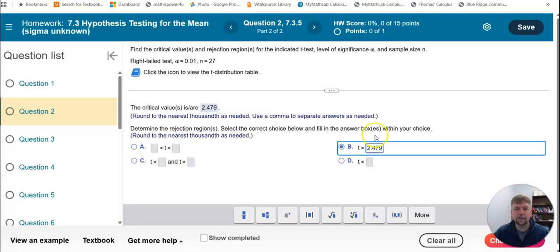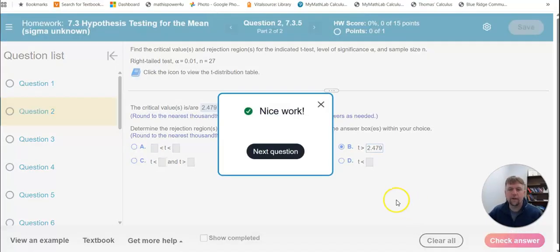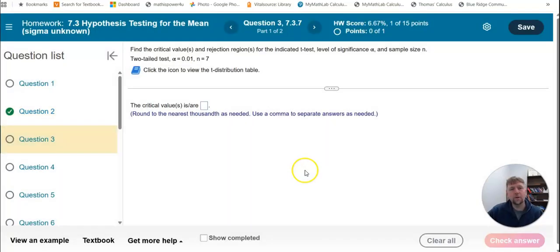2.479 goes in there again. Whatever we got here will go right here for a right tail test. I think of the order symbol as kind of like an arrow, so it's pointing to the right, a right tail test. I'll move my head out of the way. So that's all we're doing on a question like that.